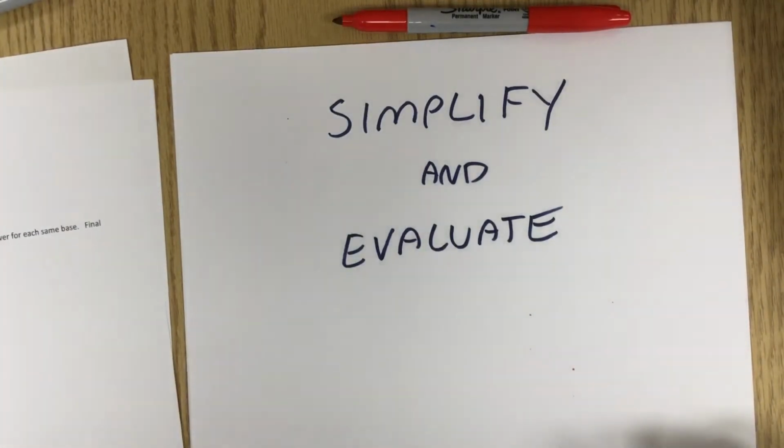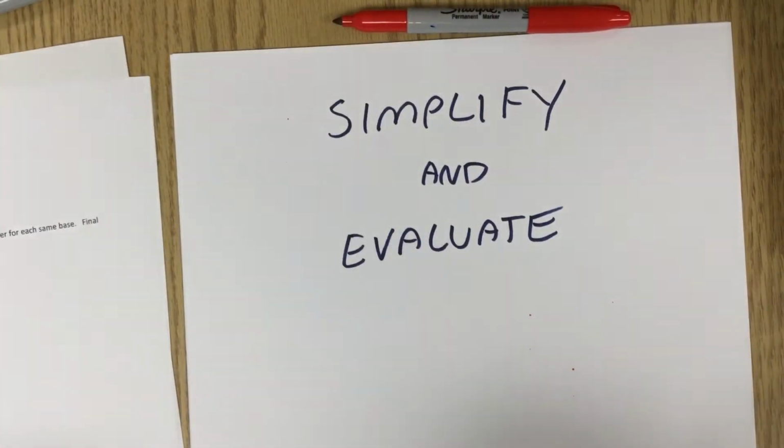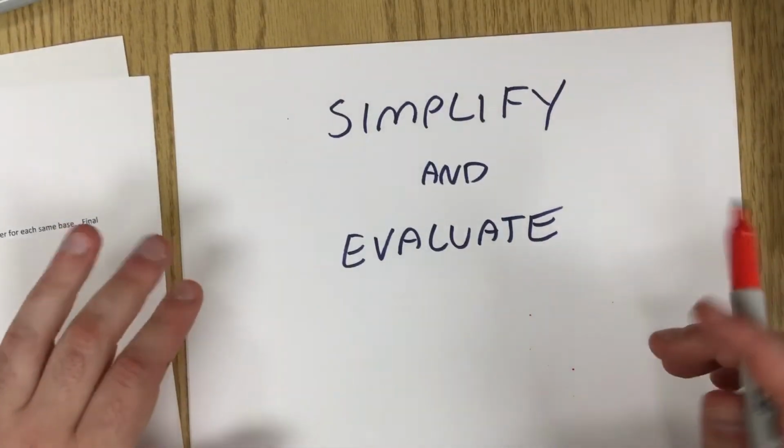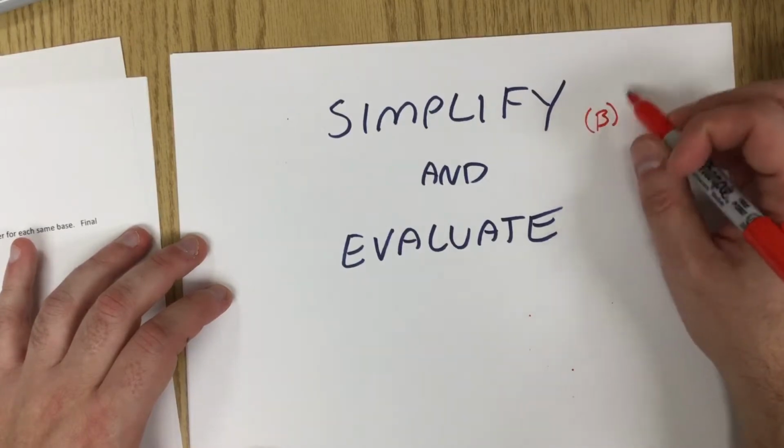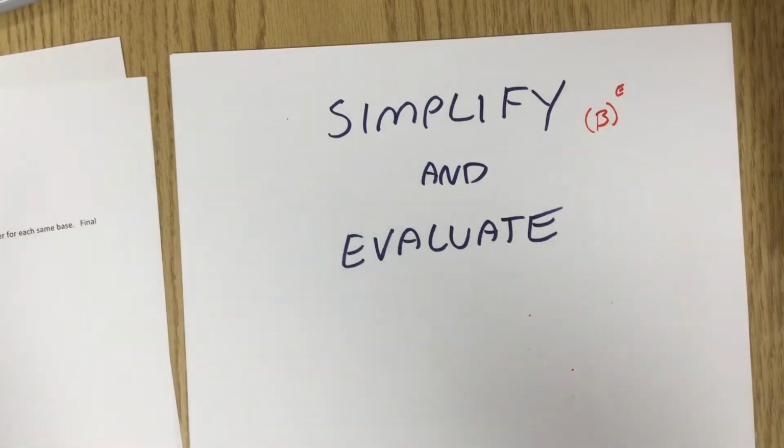So the last thing we're going to do is simplify and evaluate. Now simplify is going to be the same thing we did before. Simplify means you write it as one base and one exponent. No exponents, nothing else like that. Evaluate means you turn it into a number.